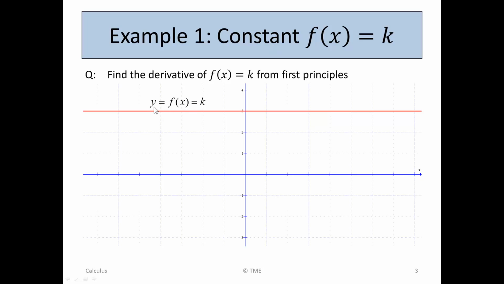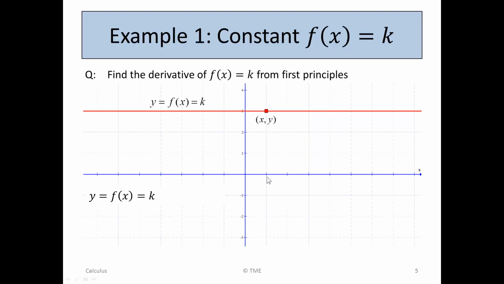Here's a graph of y equals f(x) equals k, where k has a value of 3. So every point along this line, the y value is 3: (0, 3), (1, 3), (2, 3), (-2, 3), etc. So there are many lines f(x) equals k parallel to the x-axis. All points on the red line here are of interest. So y is equal to f(x) equals k.